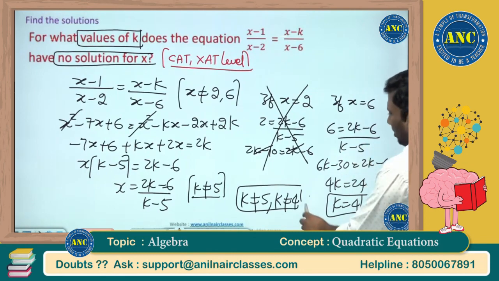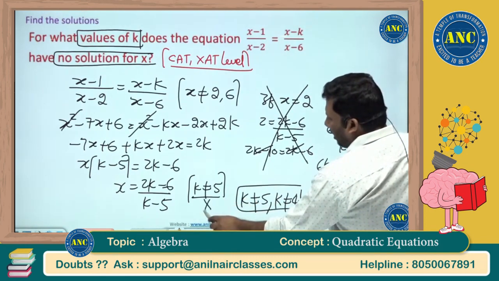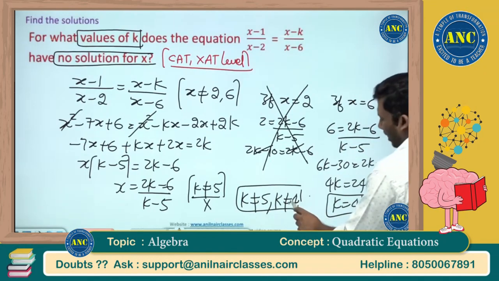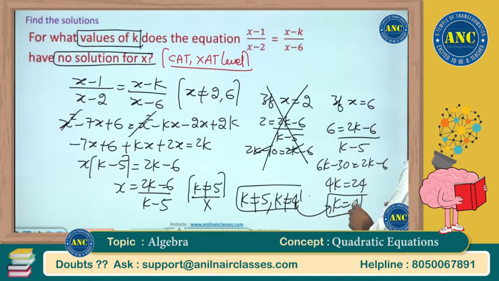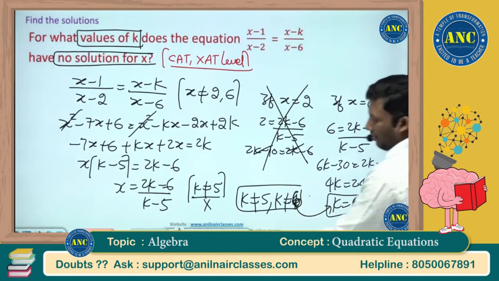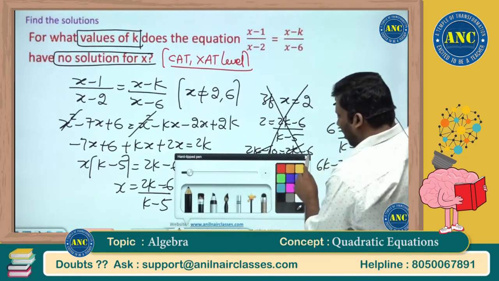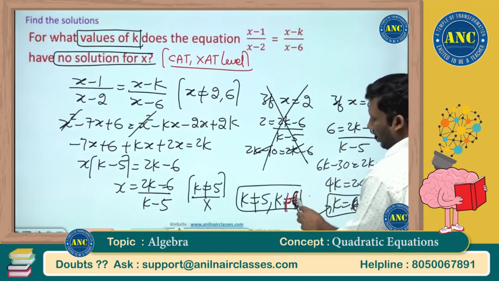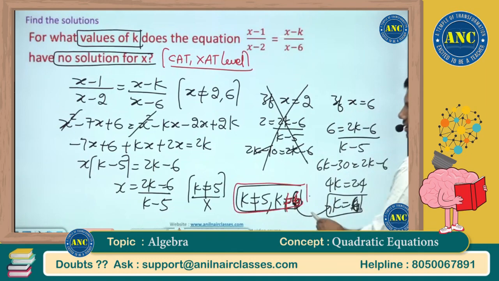Is it satisfying? Any calculation mistake I did? 2k minus 6 equivalent to 6k minus 30. 6k minus 2k, 4k equals 24. K equivalent to 6. So k cannot be equivalent to 5 or 6. I hope the idea is clear.